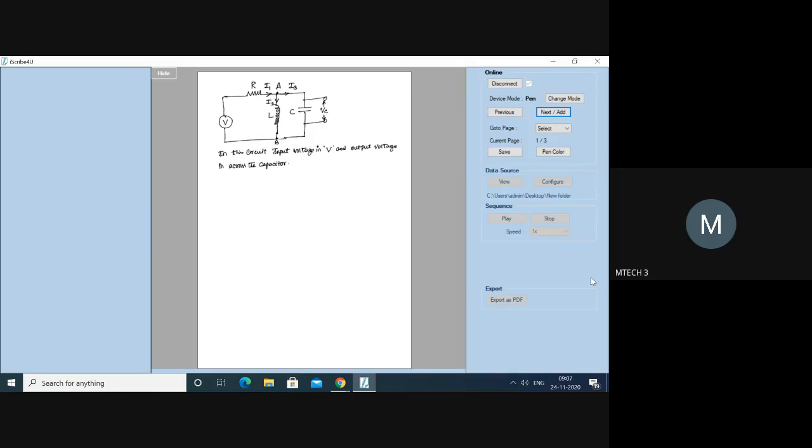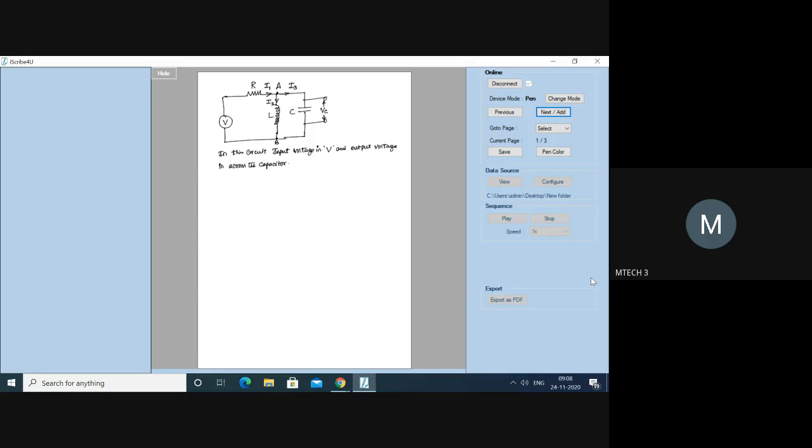Therefore, what is going to happen to I1? The current passing through the resistor will be distributed to the inductor and the capacitor. Therefore, as per the Kirchhoff current law, I1 is equal to I2 plus I3. Is my voice clear today? Yes, sir. Okay, right, write down.